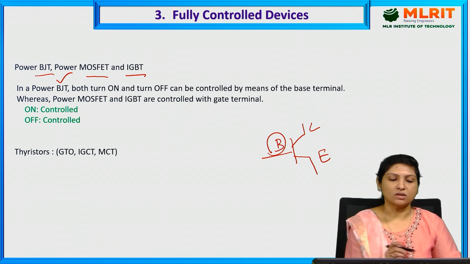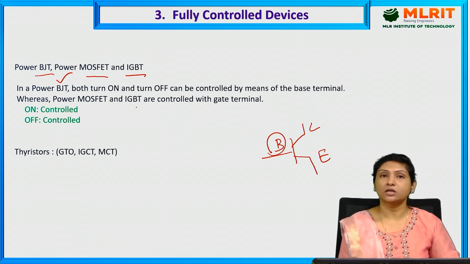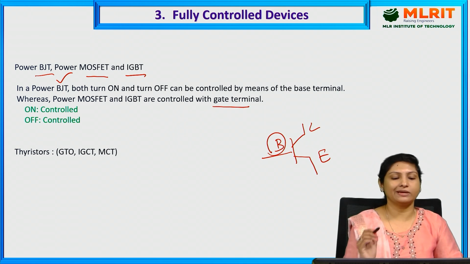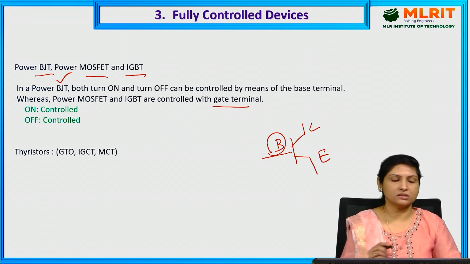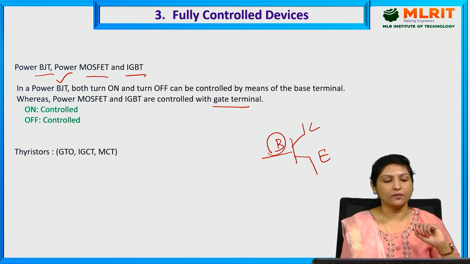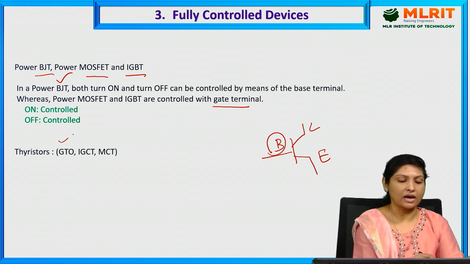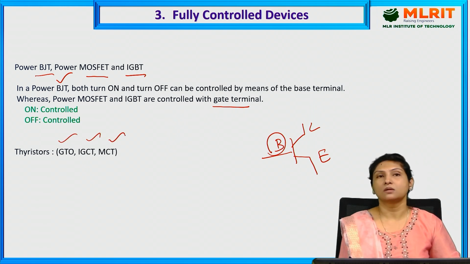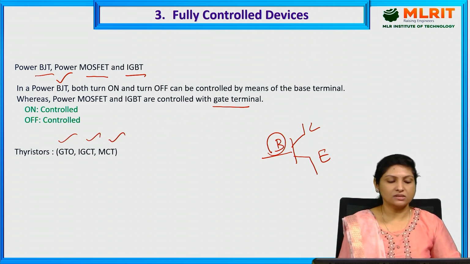Likewise, for MOSFET and IGBT, the turn-on time as well as turn-off time can be controlled with the gate terminal. So that is the reason we call them fully controlled devices. Under fully controlled devices, we have thyristors also, like GTO, IGCT, as well as MCT. GTO is gate turn-off thyristor, MCT is MOS controlled thyristor.